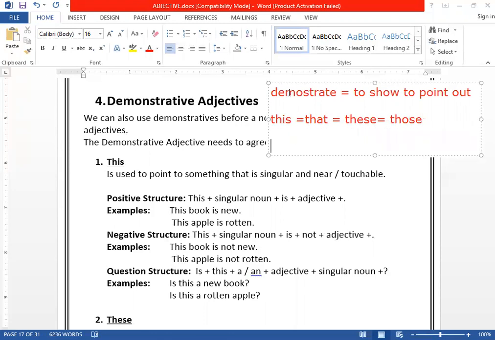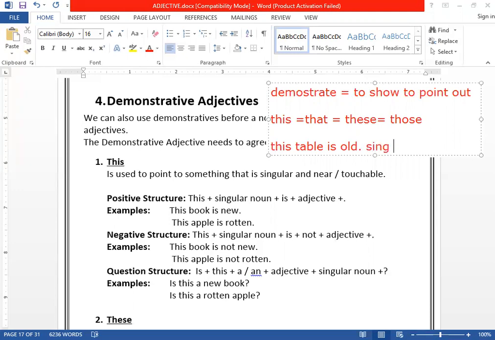Now, if I want to point out a noun, for example, this table is old. What am I talking about? Table. What is table? Table is a noun. Which table? This table. I'm pointing out this table here. In this case, this is called what? This is called a demonstrative adjective. It modifies the table. This table is old. And we use this for a singular noun.